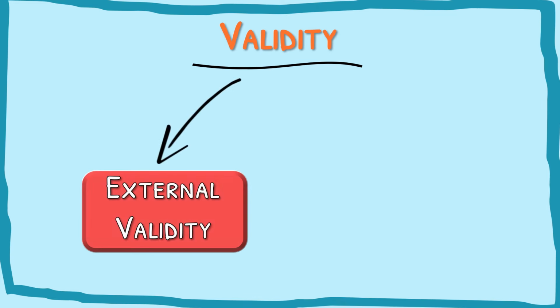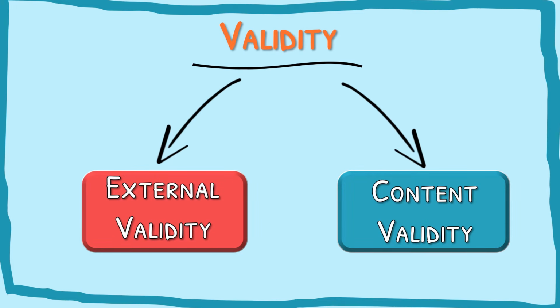When we say external validity, it is the extent to which the results of a study can be generalized from a sample to a population. However, when we say content validity, it is the appropriateness of the content to an instrument.